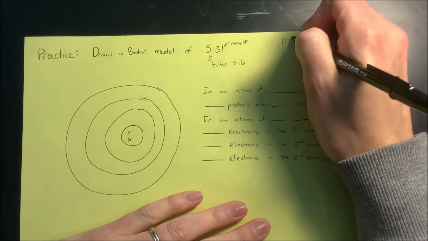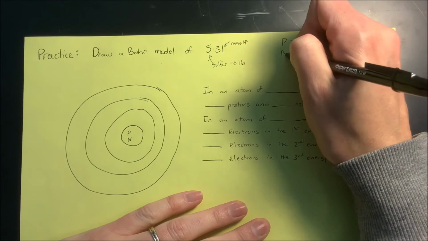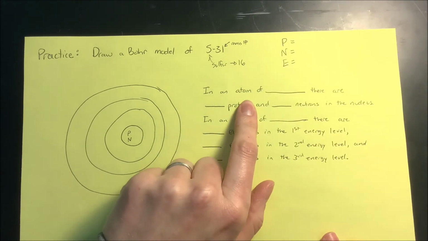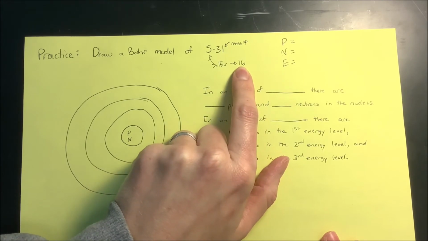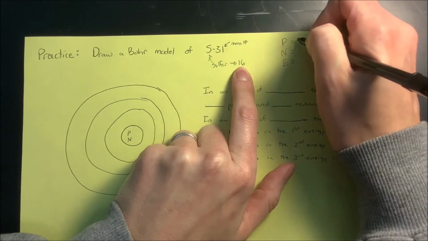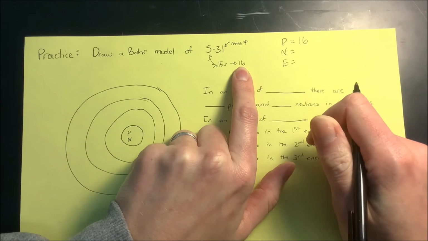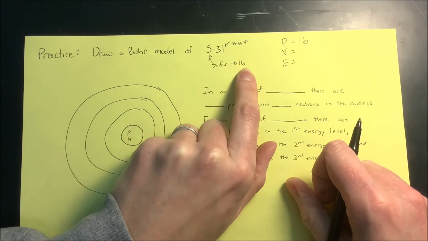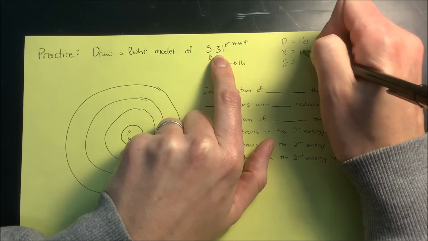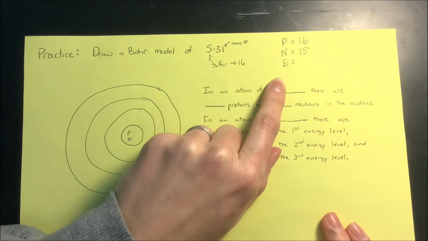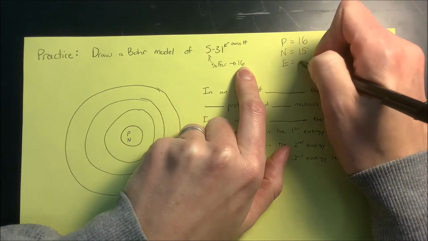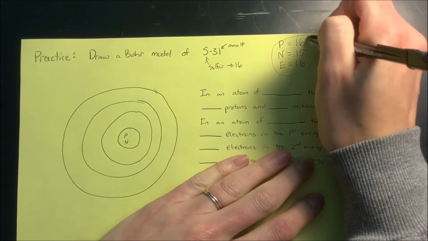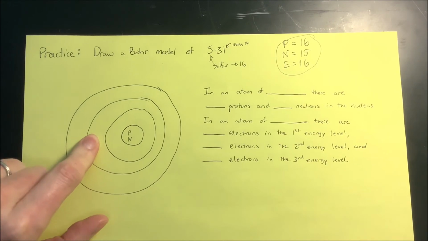So what we need to know is the number of protons, the number of neutrons, and the number of electrons. Okay. So the protons is the same as the atomic number, so that's going to be 16. The neutrons have to add to the protons to make the mass number. 16 plus 15 will give us 31. And the electrons are the same as the protons, which is also that number. So this is what we're going to be putting in our Bohr model of the atom.